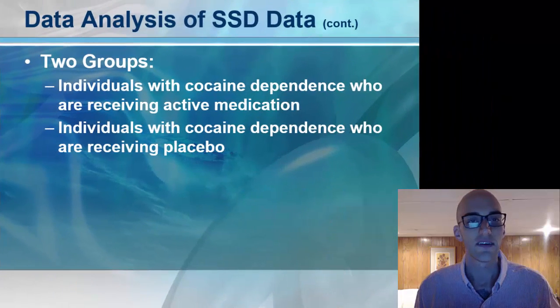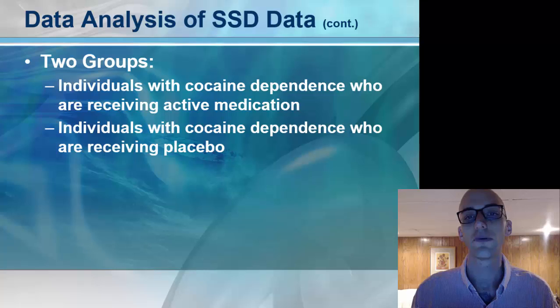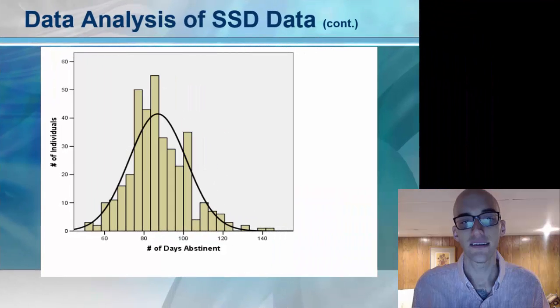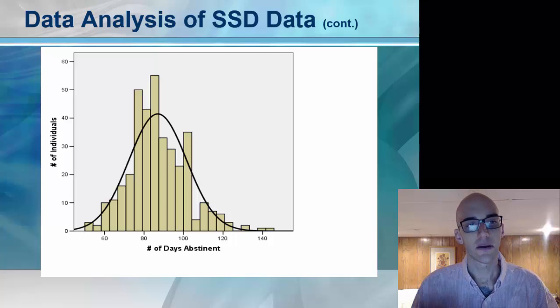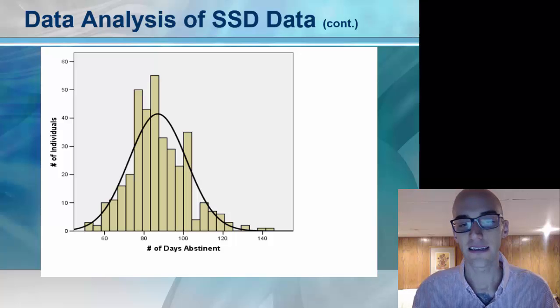So let's just do a visual analysis of normal distribution. For these groups, we've got one group of cocaine-dependent users who are receiving a normal medication, and a second group of cocaine-dependent users who are receiving a placebo. And in this graph here, you can see this looks pretty normally distributed, right? So number of individuals 0 through 60, number of days abstinent.